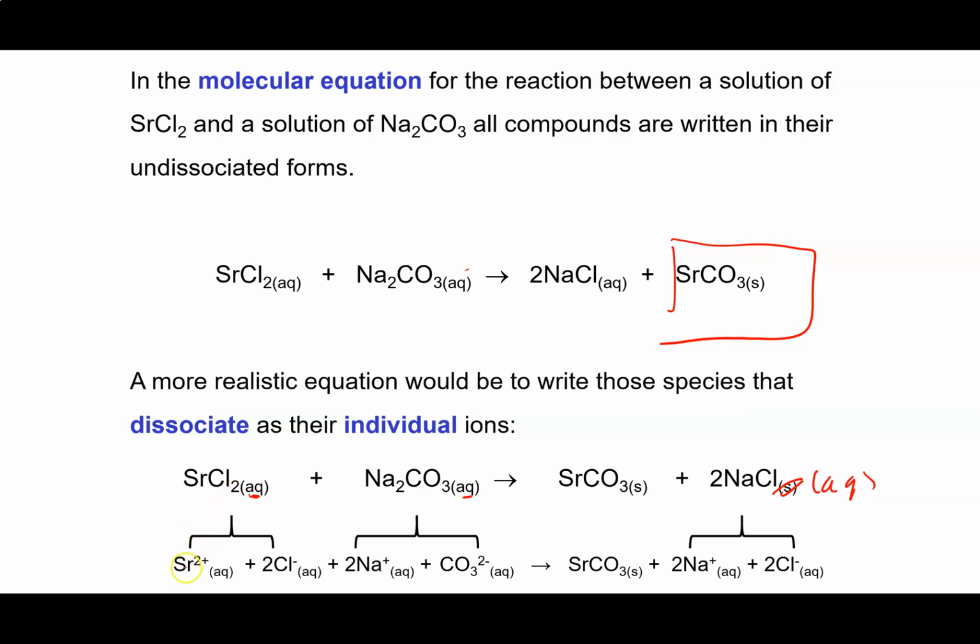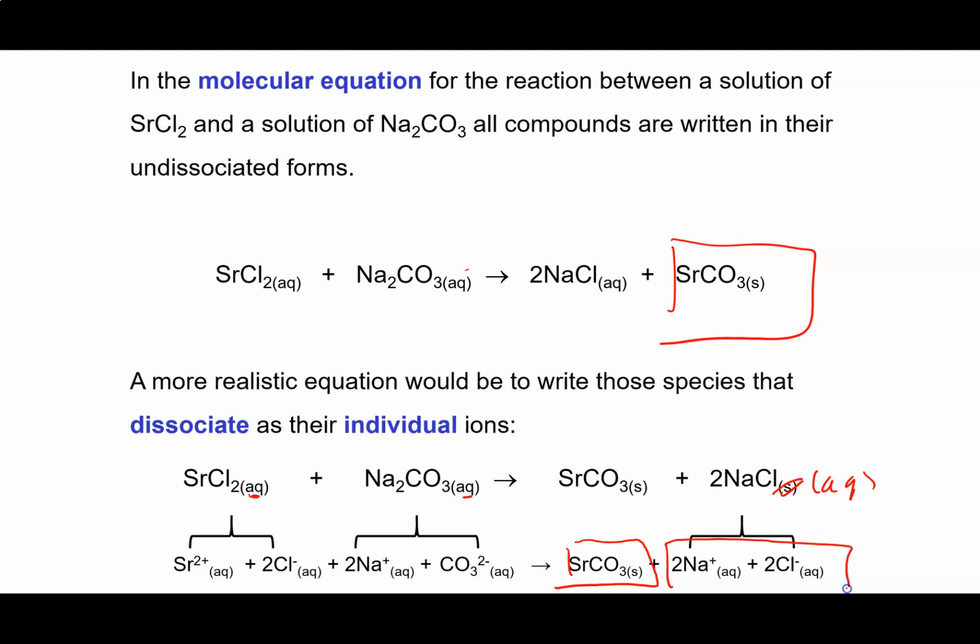So we'd end up with 1 mole of strontium ions, AQ, 2 moles of chloride ions, AQ, 2 moles of sodium ions, AQ, 1 mole of carbonate ions, AQ, and so forth. But notice here we don't dissociate the solid strontium carbonate because that's sitting at the bottom of our container as a crystalline material, and the ions are not present as individual ions.